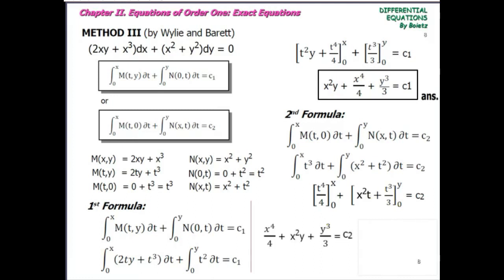Ito, 0 na naman. So therefore, ito yung magiging final answer. Parehas lang sila, nagre-rearrange lang ng position. Okay, pero they are the same. Okay, so I think mas madali ito kay Wiley and Barrett.